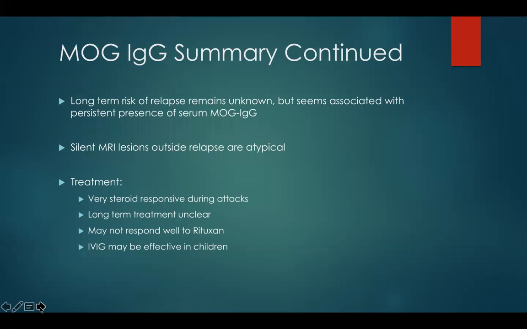A few other things on the summary list. Long-term risk of relapse remains unknown, but it seems to be associated with whether someone has a persistent antibody for MOG or not. Silent MRI lesions outside relapse are not typical. And for treatment, the acute setting is very steroid responsive. The long-term treatment remains unclear. And please keep in mind that these patients might not respond well to Rituxan, and IVIG may be effective in children.